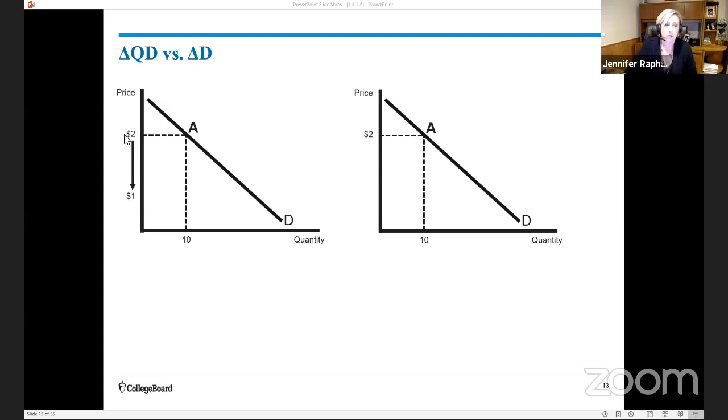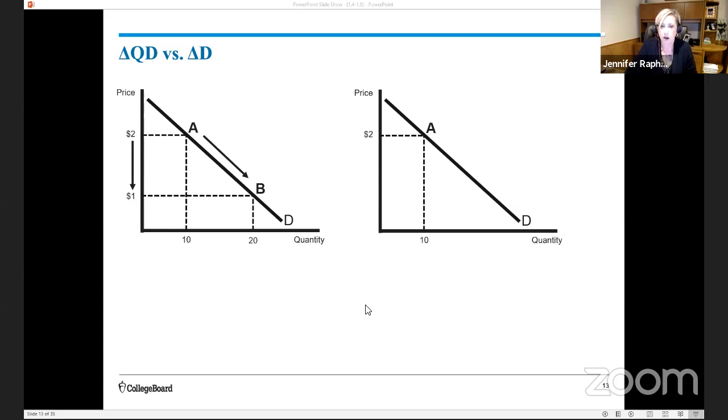The price is going to fall from $2 to $1. What happens in this market? Well, we read across to the demand curve and we find now that at a price of $1, the quantity demanded is 20. We call this a movement along a given demand curve. This is a change in quantity demanded. It is due to a change in price.